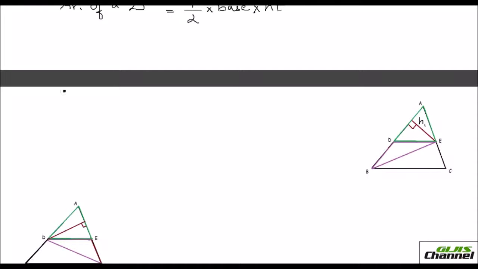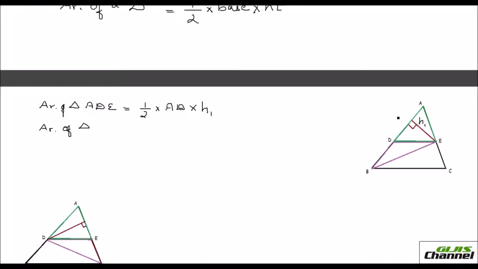So now the area of triangle ADE, the green triangle ADE, is equal to half times the base. Base is AD here. I have taken the base as AD, and so my height is H1. Now, what is the area of the violet triangle there? I have taken another triangle BDE because I need BD also as base.